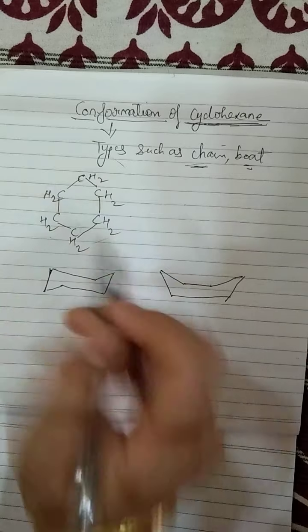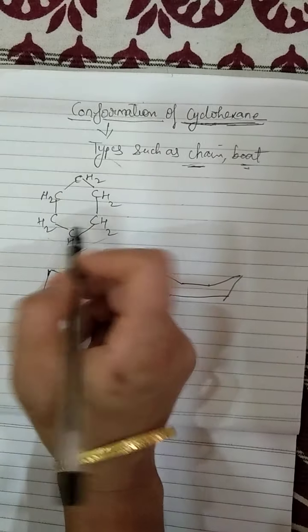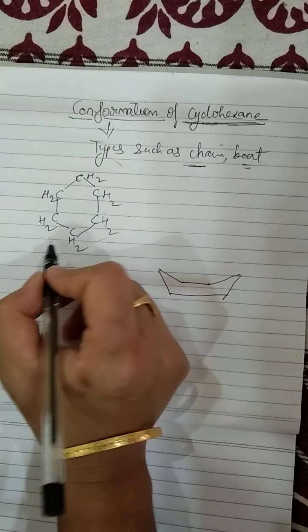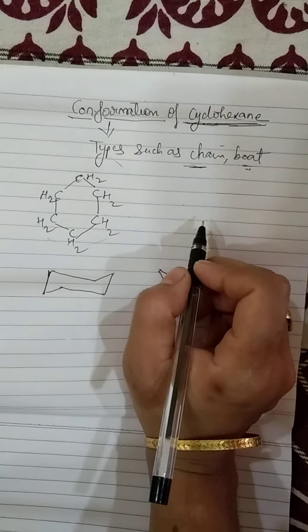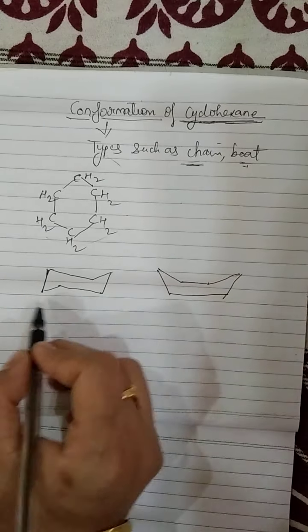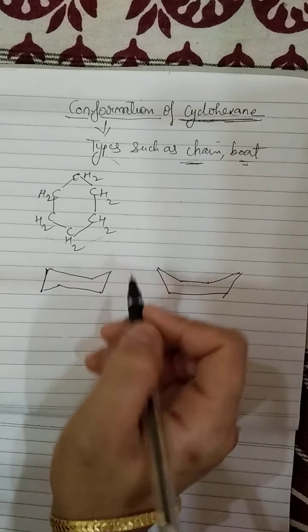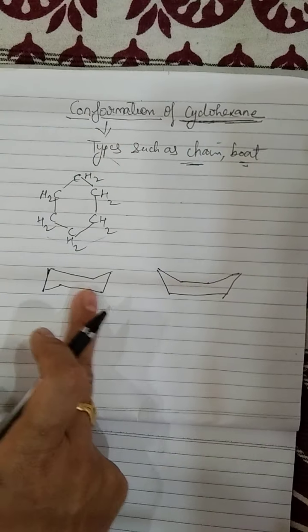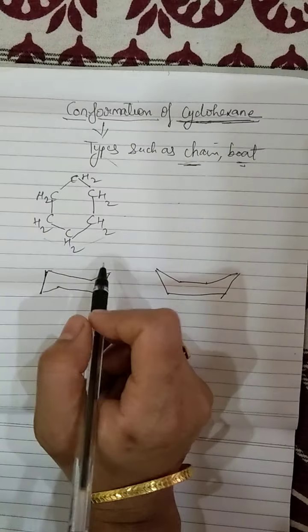It is not the structure of cyclohexane, but we use the same structure every time in the book, because the book is two-dimensional and these structures are three-dimensional. That's why we have to show it like this. Otherwise, the structure is always in these forms.